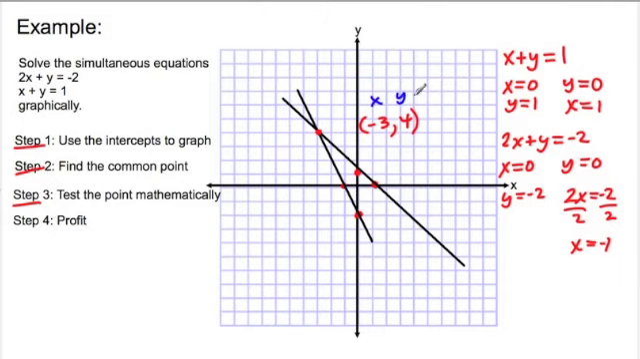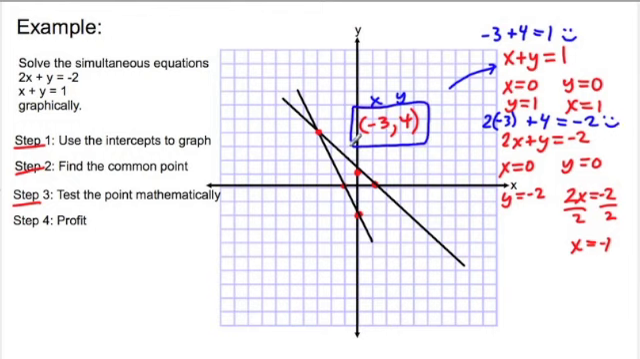So if this is my x and this is my y, I'm going to plug it into the first equation, x plus y equals 1. Negative 3 plus 4 equals 1. That's true. Now I'm going to take a look at 2x plus y equals negative 2. So 2 times negative 3 plus 4 equals negative 2. Is that true? Negative 6 plus 4 does equal negative 2. That is true. So graphically, I can see that negative 3 comma 4 is a solution of the simultaneous equations 2x plus y equals negative 2 and x plus y equals 1.